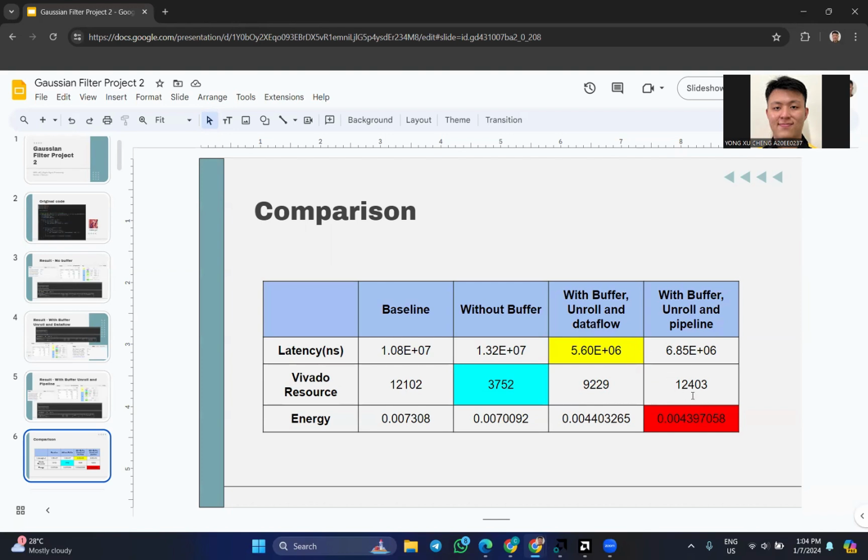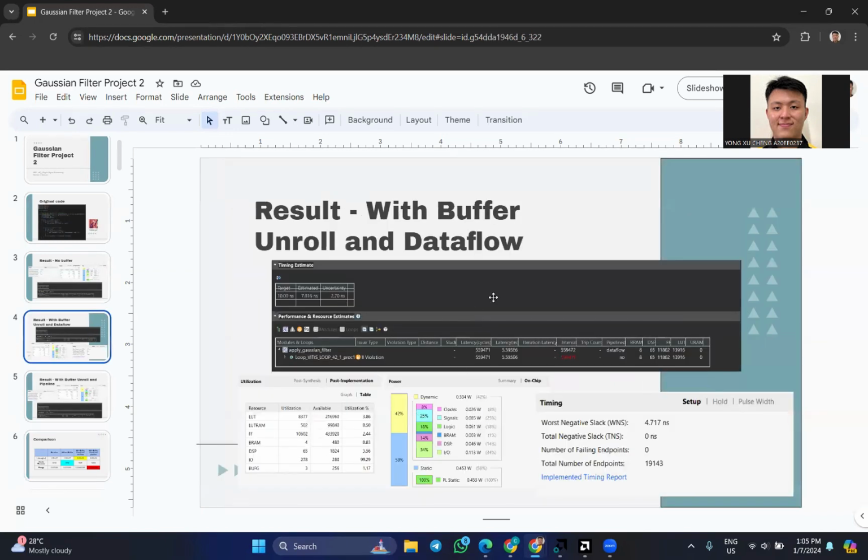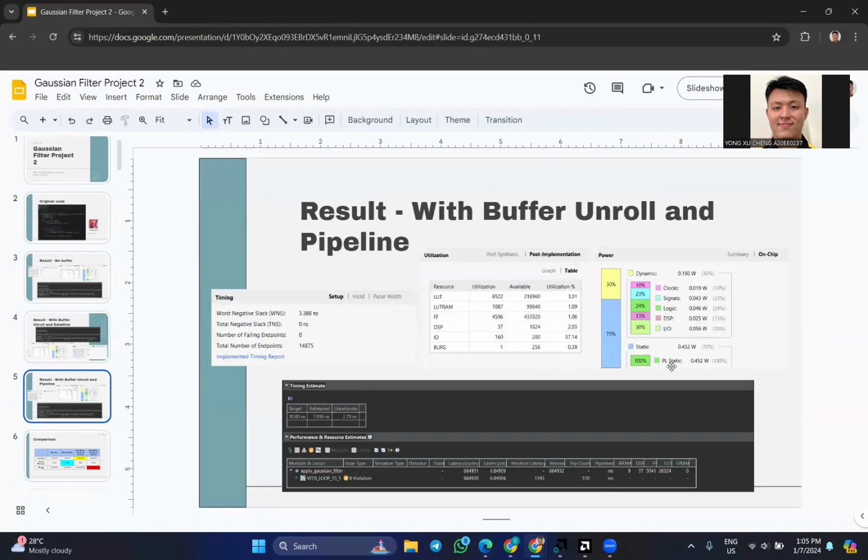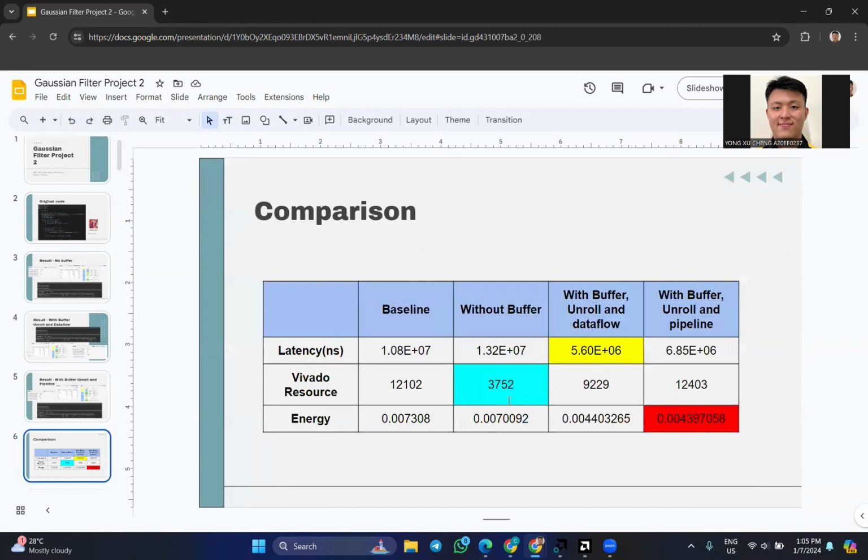Although this one has a better latency, it doesn't mean that it has low energy, because you need to recall the total power. Here is the total power for the data flow, which is 0.4 plus 0.3, and for pipelining it is 0.4 plus only around 0.2. So here is the strength of the pipelining method.